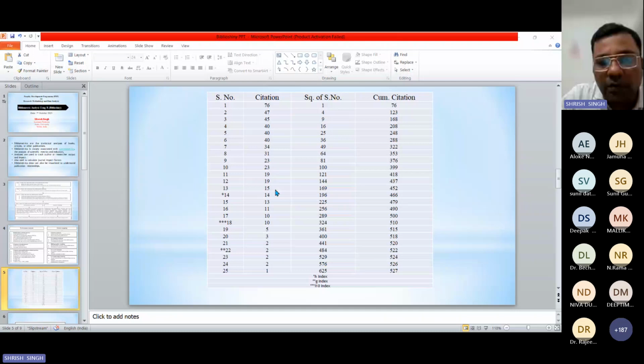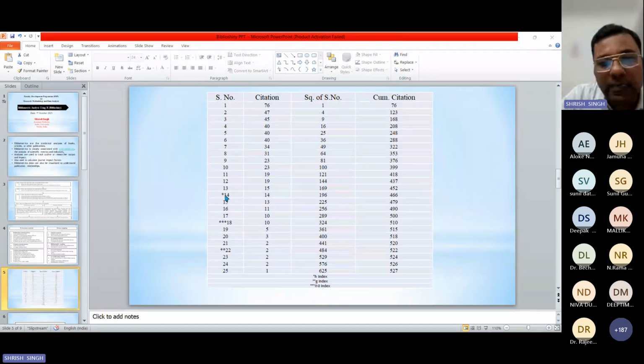So there is one paper of yours that may have the highest citation. I just assumed that the citation number is 76. The next paper, which is the next most cited, has a citation of 47. Similarly, the citations are in decreasing order. Now, what will be the H index? You can just compare the serial number with the citation. So here you can see that this serial number 14.